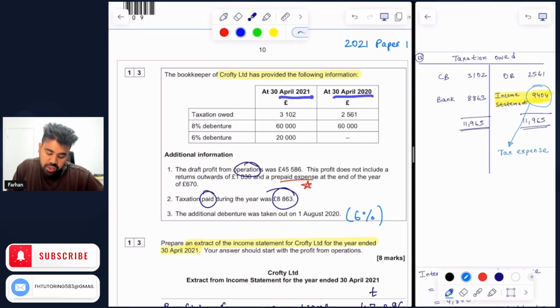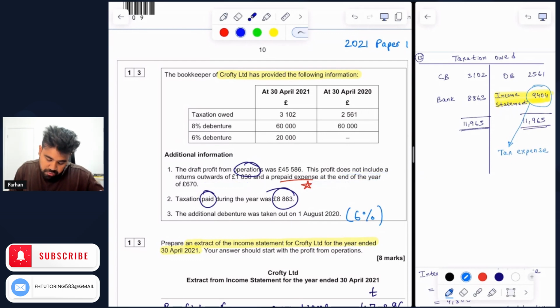We are given the information for taxation owed, which is a liability. We are given the information for 8% debenture and 6% debenture. Now, debentures are loans that are given to a company. We are also given some extra information regarding the draft profit from operations was £45,586, and this profit does not include a return outwards of £1,030 and prepaid expense at the end of the year of £670.